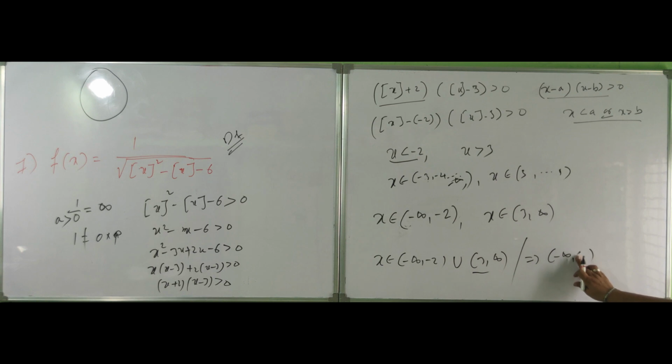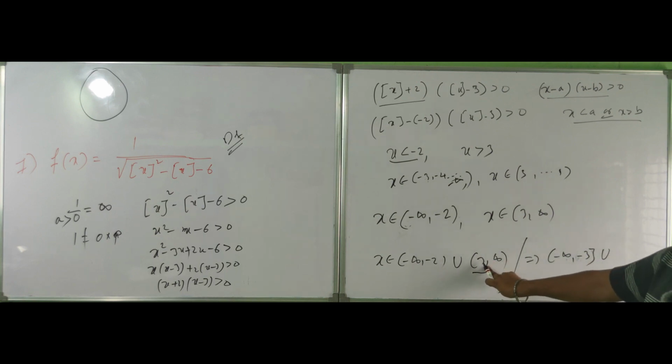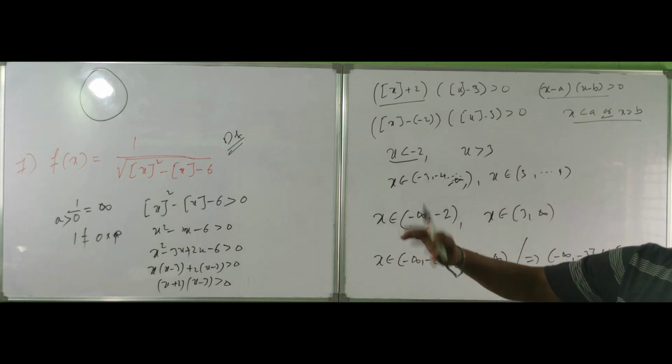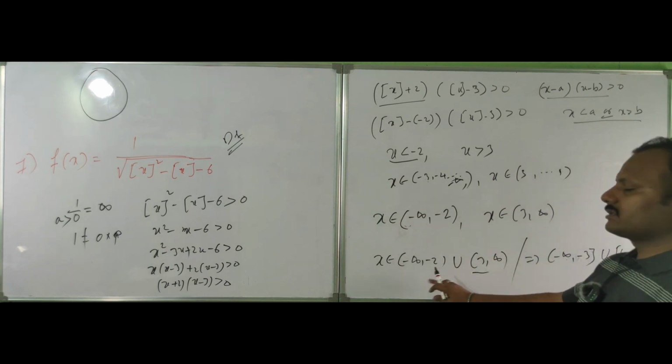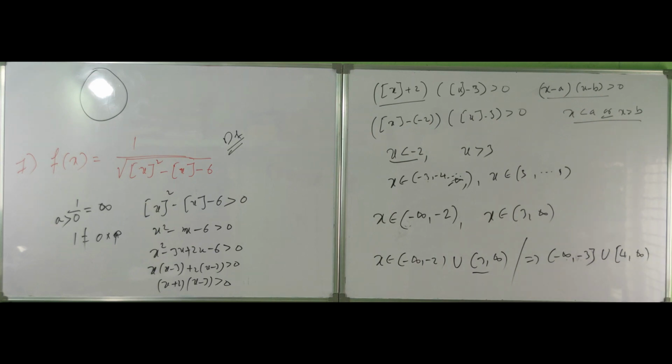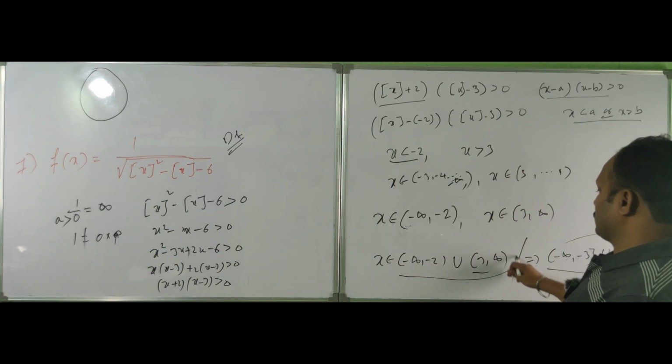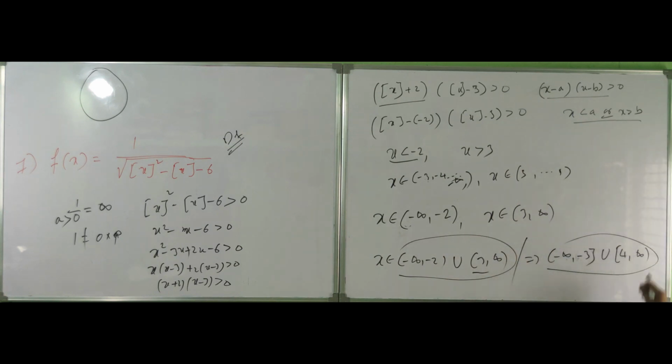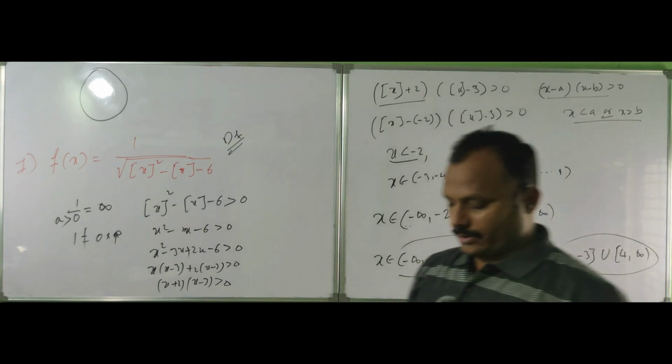Here you can write minus 2 also, then minus 3, union of 3 is not included, so 4 must be included: 4 to infinity. Minus 2 is not included means minus 3 will be included. So this is also correct and this is also correct. Then the book gives this with a closed bracket.